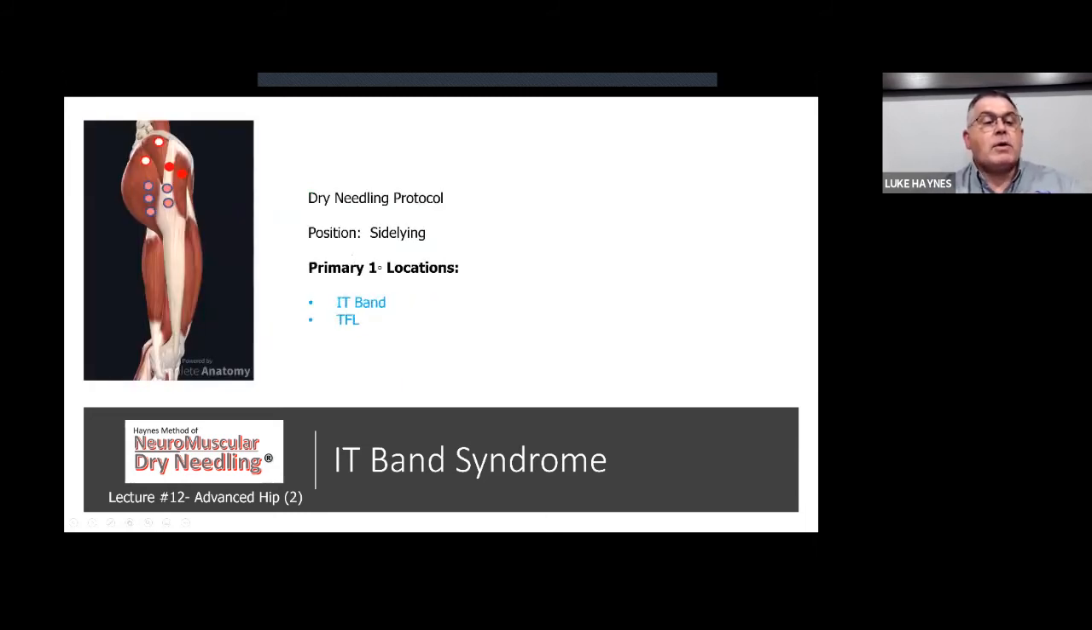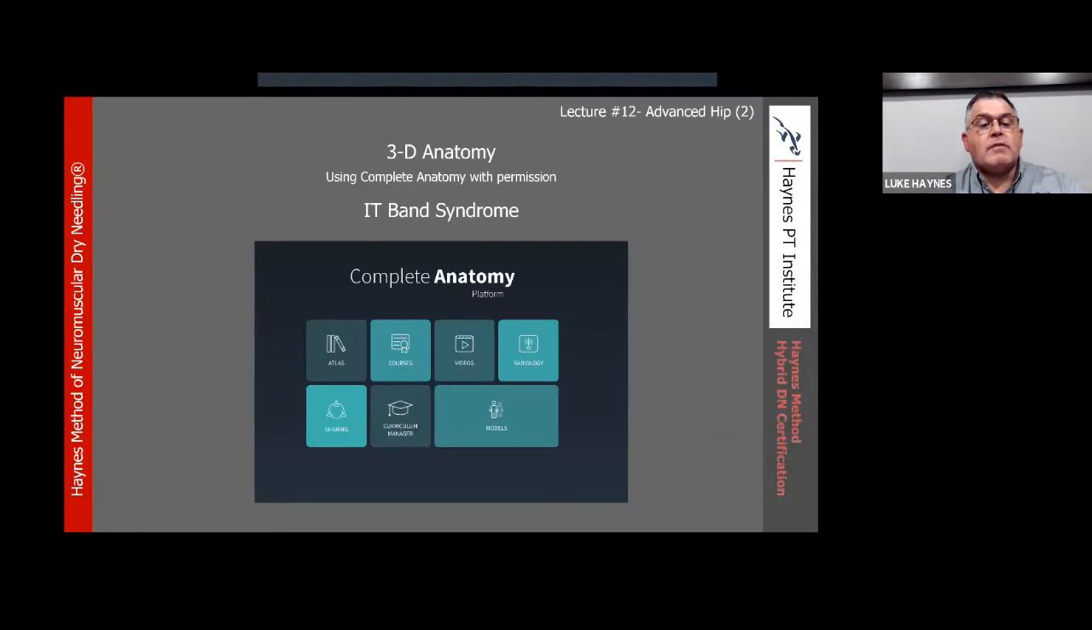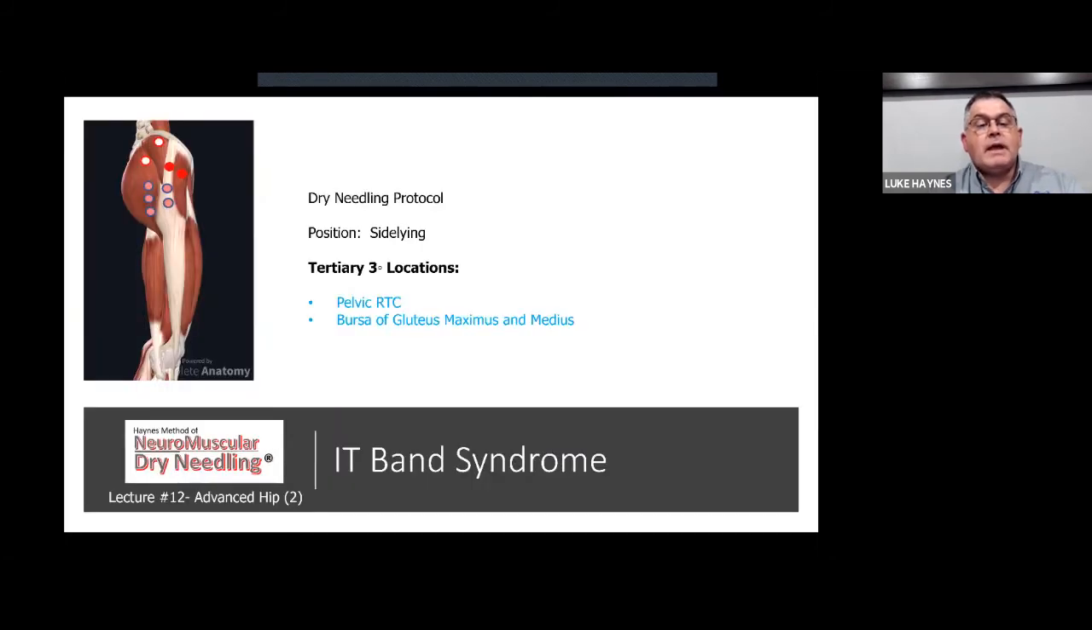So our primary location is going to be the IT band and the TFL. Secondary, we're going to catch gluteus medius and minimus. And then we're going to catch the remainder of the pelvic rotator cuff, and then the bursa of gluteus maximus and medius.